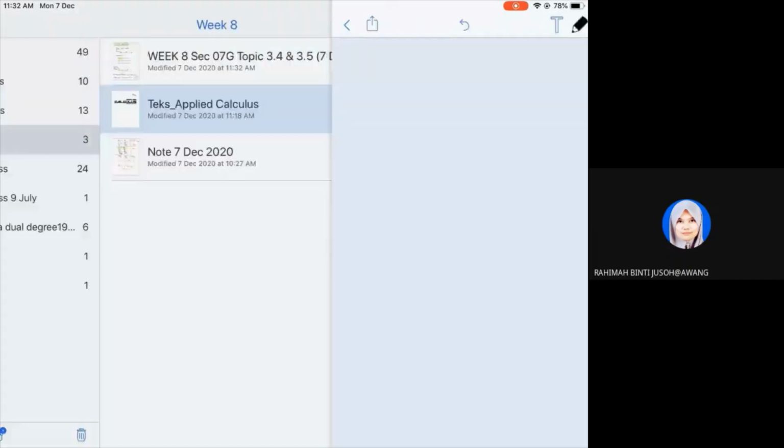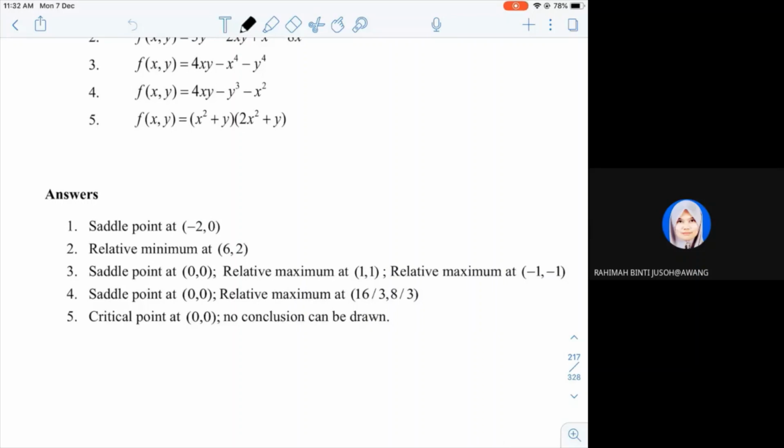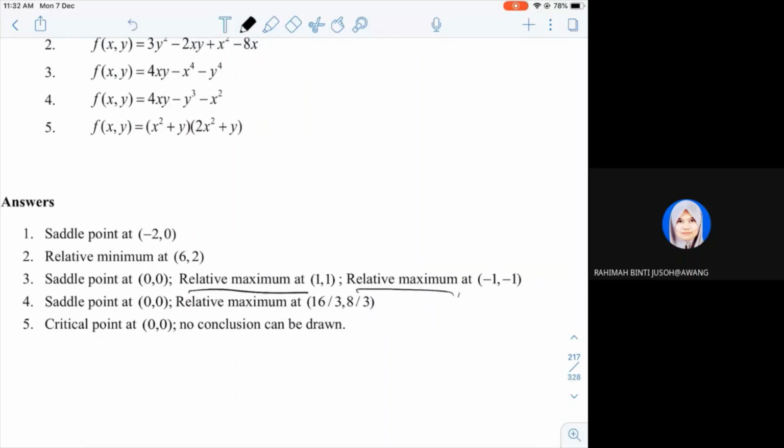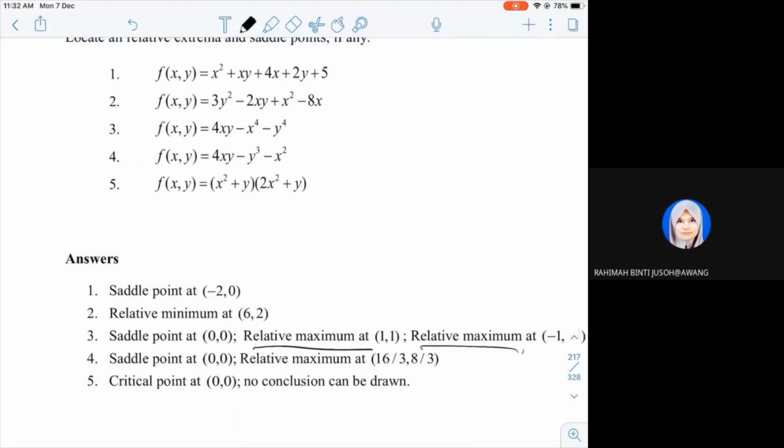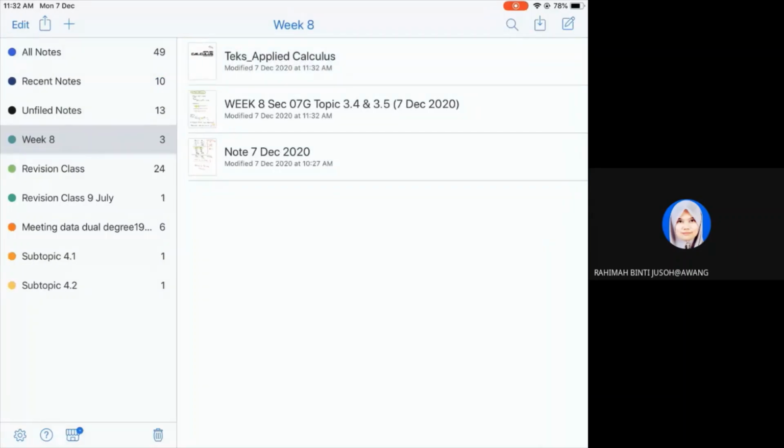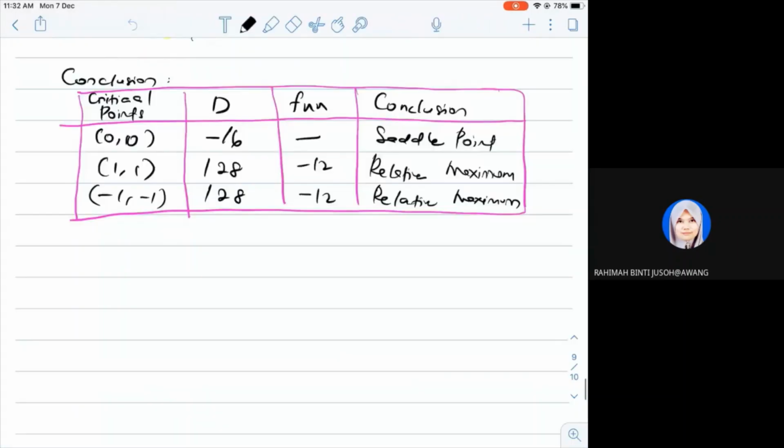Wait a moment. Question number 3. Relative maximum. Relative maximum. Okay, yes. So understand the steps, guys.